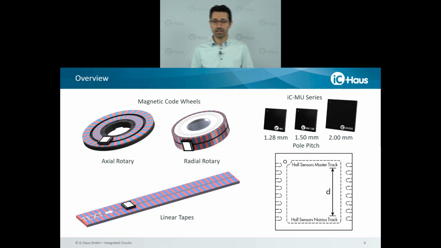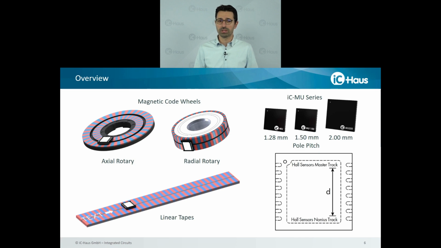So let's get started. When we talk about the iC-MU series, we talk about three different chips. It's the iC-MU, the iC-MU 150, and the iC-MU 200. And the main difference is the pole pitch. And we will later see why we have these three different ICs.